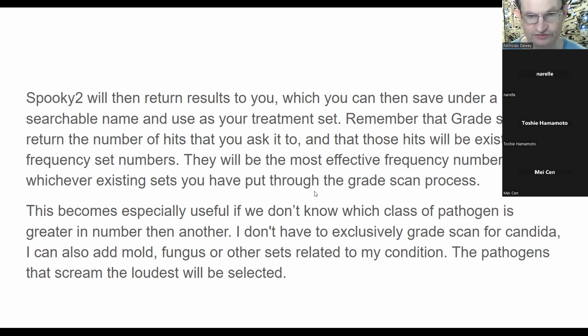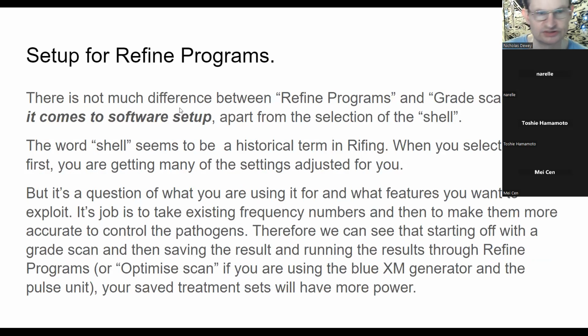There will also be the most effective frequency numbers from whichever sets you're using and have put through the grade scan process. This becomes especially useful if we don't know which class of pathogens is greater in number than the other. If I've got Candida and mold and yeast, why don't I grade scan for Candida and mold and yeast, and whichever numbers are returned to me will be the ones which are most predominant inside my body. So we can actually ask the software and the hardware to do some of the semi-diagnostic work for us and to treat what it thinks is right. It's not a diagnostic tool.